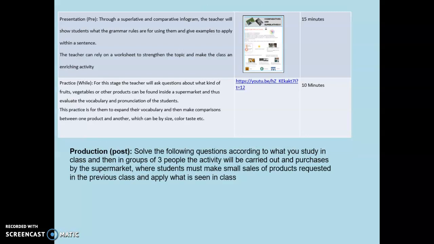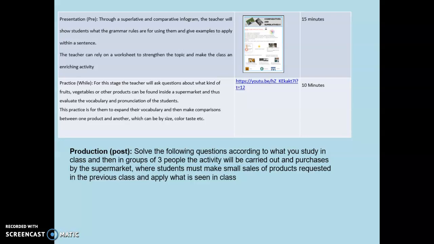Practice. For this stage, the teacher will ask questions about kinds of fruits, vegetables, or other products that can be found inside a supermarket and thus evaluate the vocabulary and pronunciation of the students. This practice helps them expand their vocabulary and make comparisons between one product and another, which can be size, color, texture, etc. The resource is a video about shopping in the supermarket, and it takes 10 minutes.